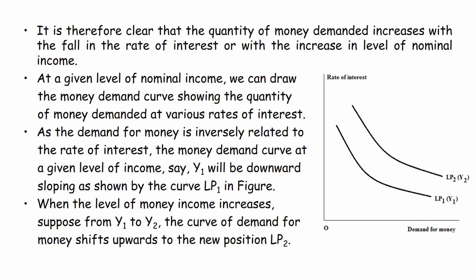say Y1, will be a downward sloping curve shown as the curve LP1 in the figure. LP1 for the level of income Y1. Now when the level of money income increases, suppose from Y1 to Y2, the curve of demand for money shifts upwards to the new position LP2.